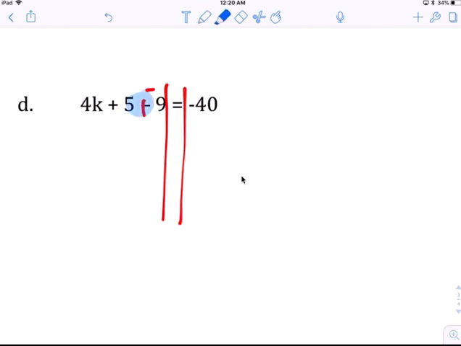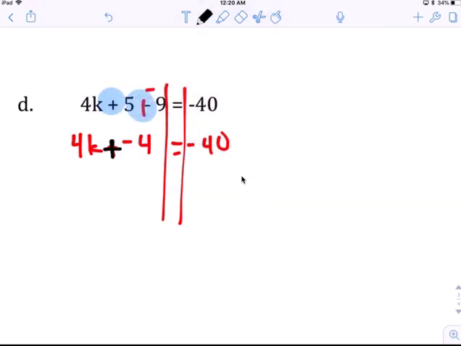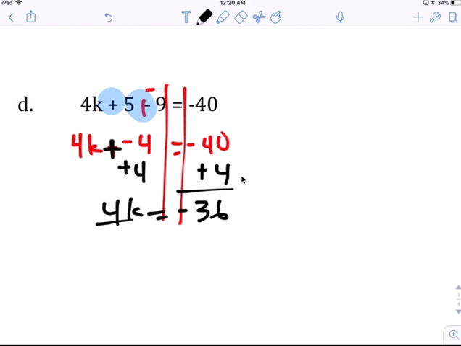This side has too many plus signs. You have to combine the like terms. 5 plus negative 9 is negative 4. 4k plus that. Okay, and then you make 0 because there's a plus. Make 0 to this one because this one's like that one. Add 4, add 4. 36 negative equals 4k. Divide both sides by 4.